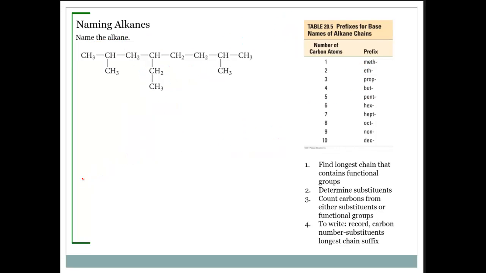First thing I want to do is find my longest chain. 1, 2, 3, 4, 5, 6, 7, 8. Let's double check that that's our longest chain. 1, 2, 3, 4, 5, 6, 7. 1, 2, 3, 4, 5, 6, 7, 8. Okay, so it doesn't matter. I have 8 carbons here, which means I have oct. They're all single bonds, so it's going to be octane.